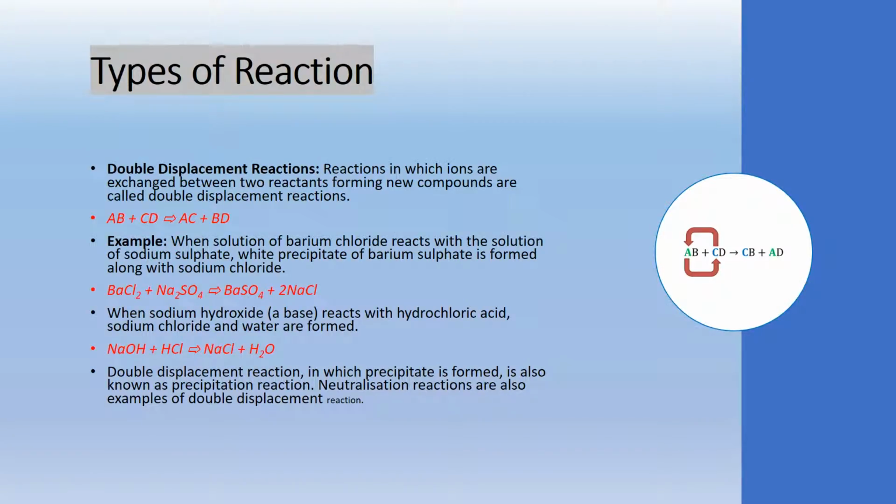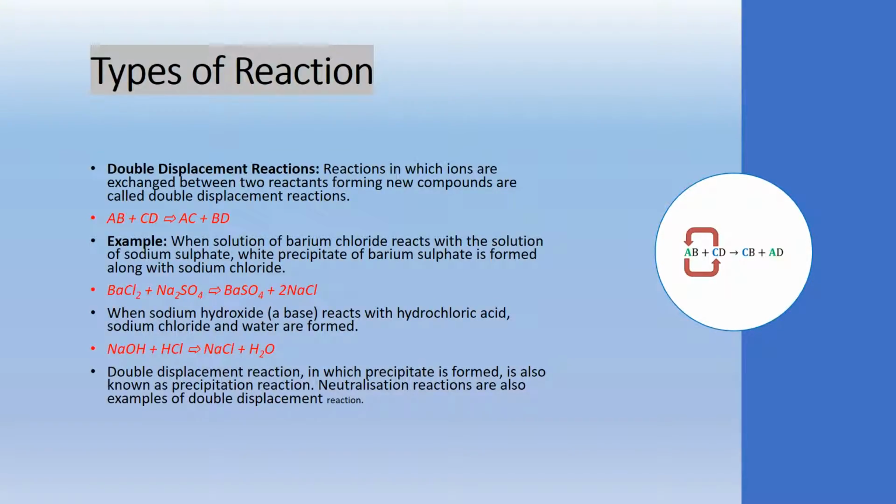Double displacement reactions: reactions in which ions are exchanged between two reactants forming new compounds are called double displacement reactions. AB plus CD gives AC plus BD. Example: when a solution of barium chloride reacts with a solution of sodium sulfate, a white precipitate of barium sulfate is formed along with sodium chloride. BaCl2 plus Na2SO4 gives BaSO4 plus 2 NaCl.